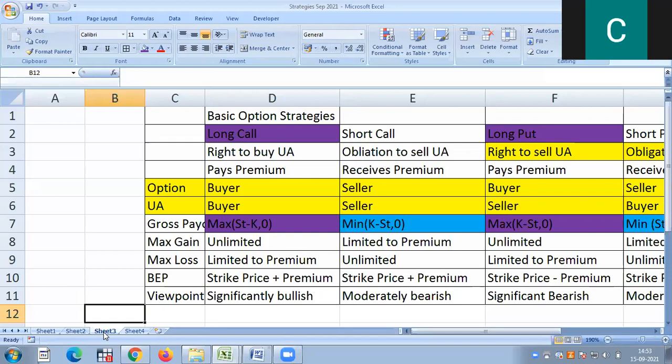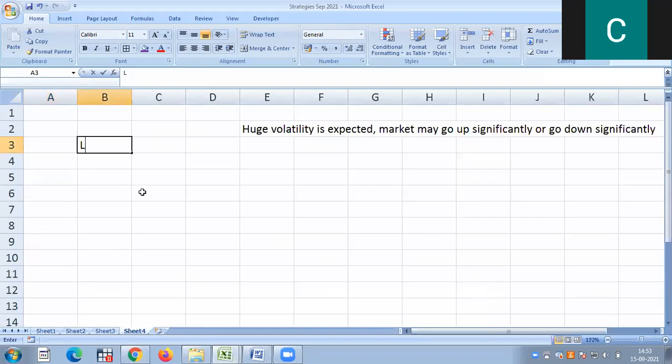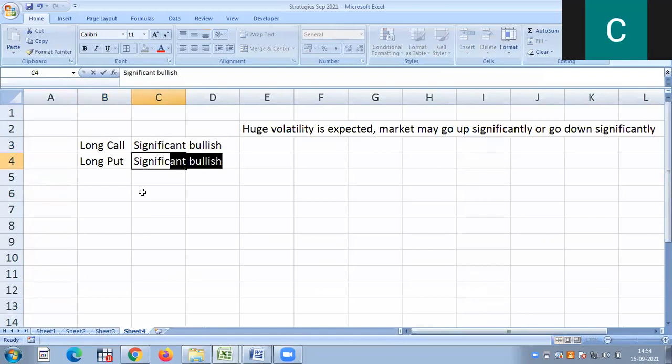Long call and long put. One for buying and one for buying. First point, long call, and long put. Good. So if I go for a long call, what condition does it satisfy? Bullish. If I go for a long put, very bearish, because I don't know what will happen.